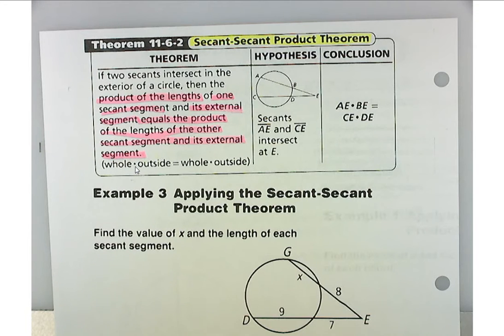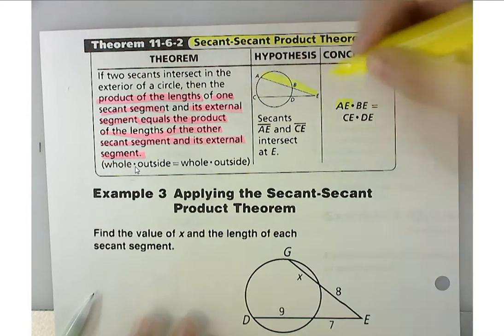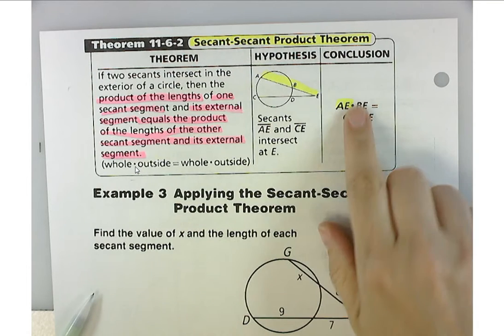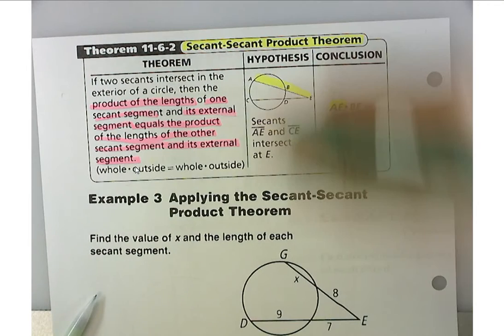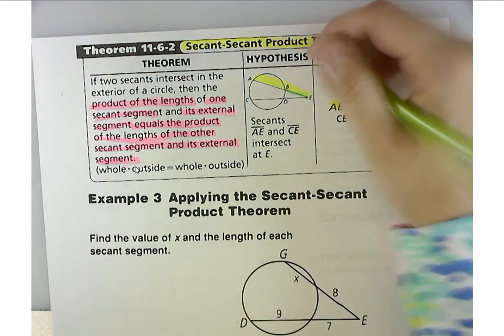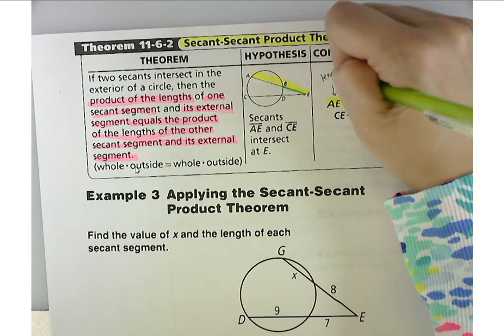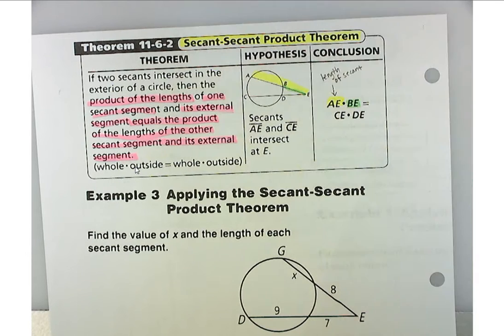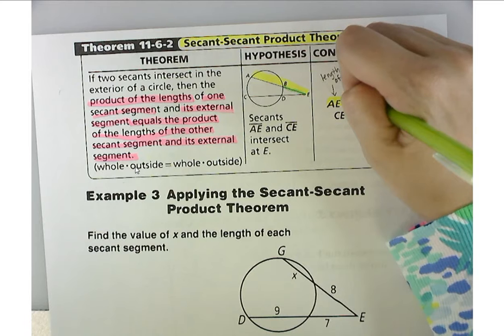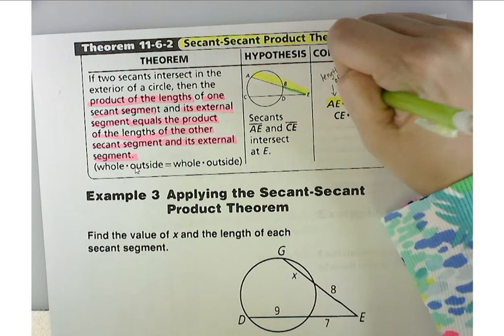Okay, so let's see what this looks like. And again, we'll do some color coding. The first one we're going to look at is AE. So AE is the length of that entire secant. Okay, BE, how would we describe where BE is? On the outside. So AE is the length of the secant, and then BE is the exterior segment of the secant.